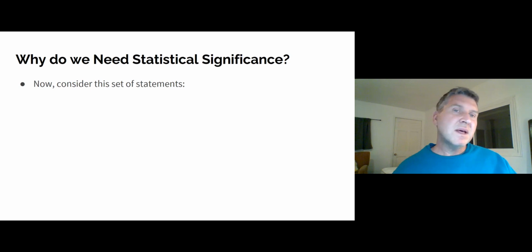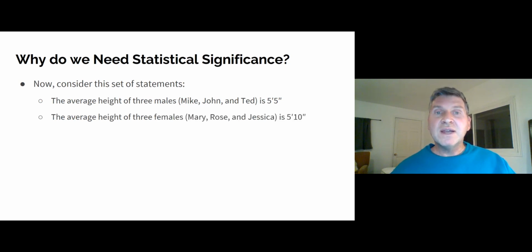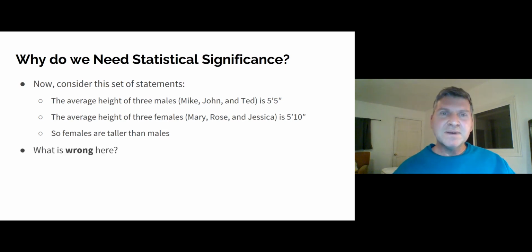Let's consider another set of statements. The average height of three males, Mike, John, and Ted, is 5 foot 5 inches. The average height of three females, Mary, Rose, and Jessica, is 5 foot 10 inches. So our conclusion based on this is that females are taller than males. What's wrong with this statement?